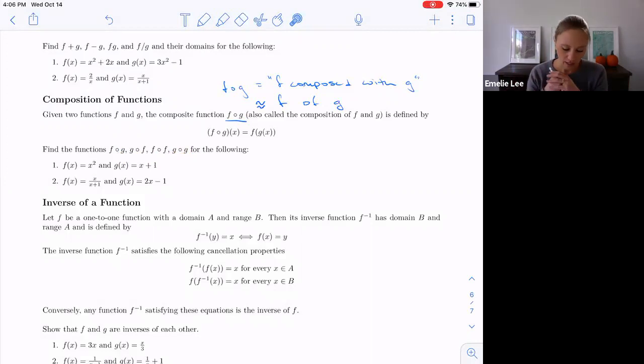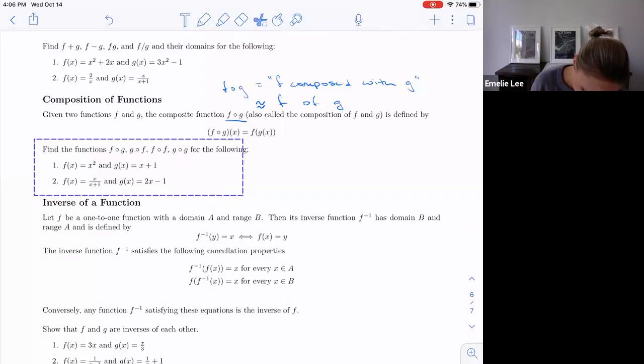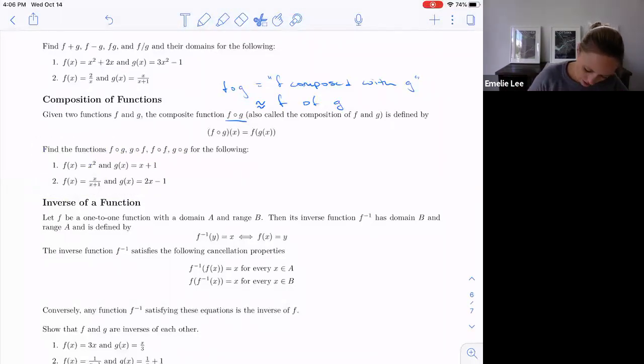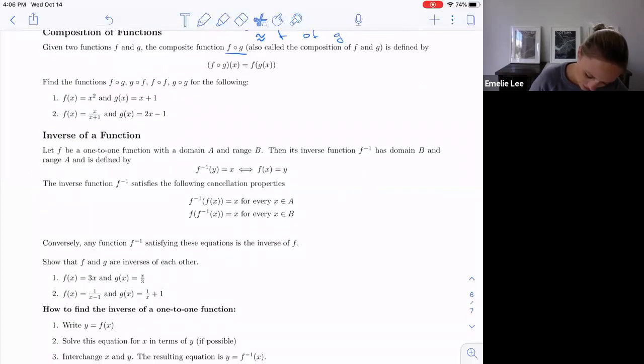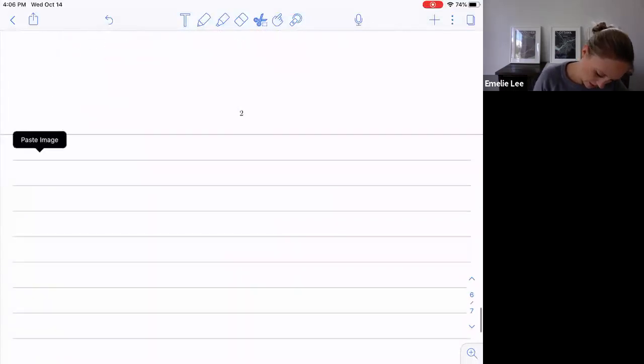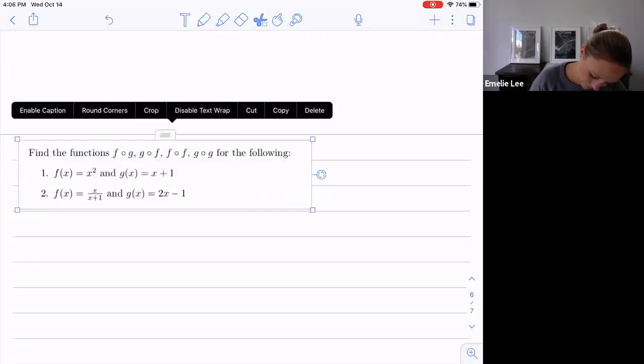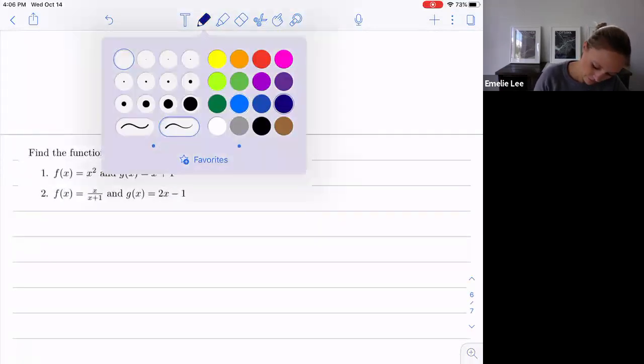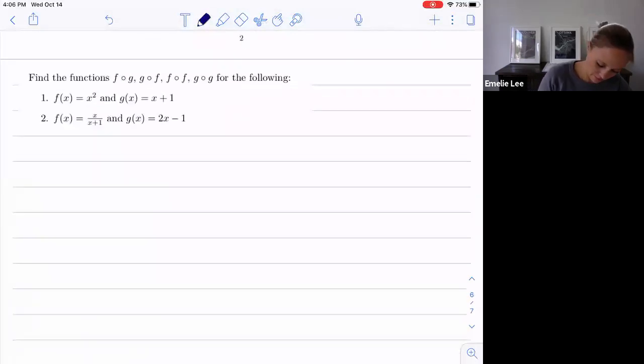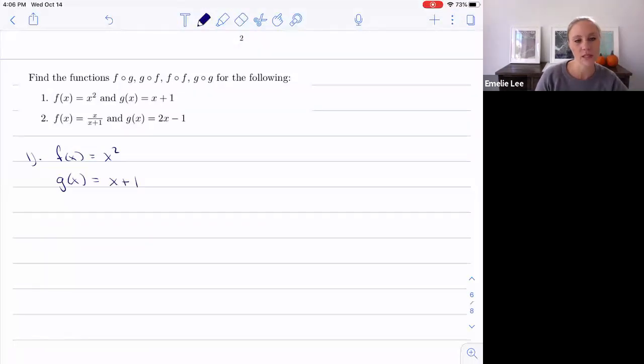Let's go ahead and do these, shall we? I'll put it down here. I'm aiming to have time to do all of it. f of x is x squared and g of x is x plus 1, because I want to do both of these.